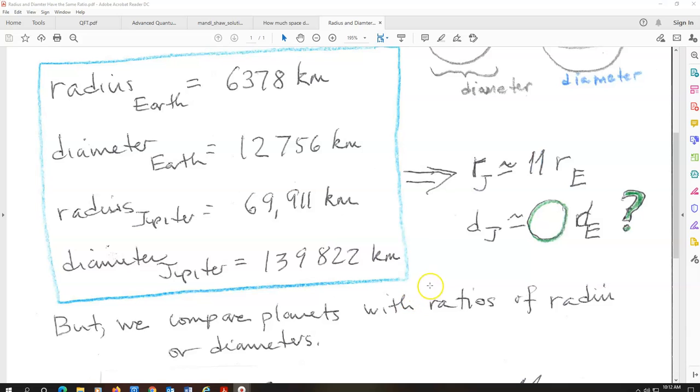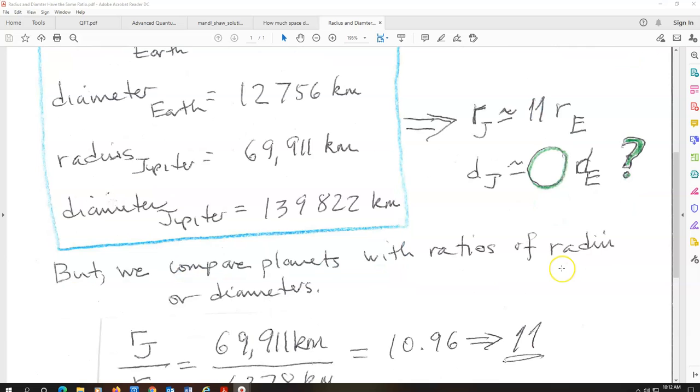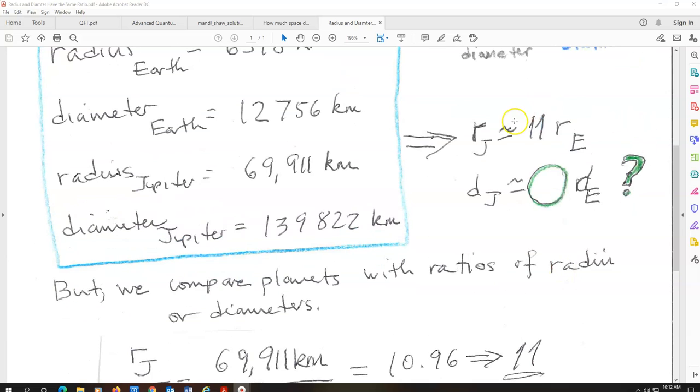You could script this all out and say exactly what you write, but it doesn't work that way. Let me make sure I'm 100% clear. It does not matter whether I use the radius or the diameters. They're going to both be the same ratio. So in this case, Jupiter is 11 times bigger than Earth, period. It doesn't matter whether I say radius or diameter. So I can use them interchangeably.